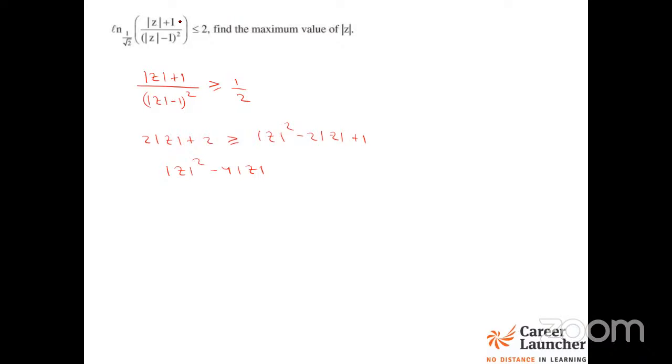So I think there's a printing mistake. It should be 11. So it will become 22 here. So minus 21 less than or equal to 0. So finding factors, mod z minus 7 into mod z plus 3 should be less than or equal to 0. So the value of mod z cannot be negative. So mod z minus 7 should be less than or equal to 0. So mod z should be less than or equal to 7. So the maximum value of mod z will become 7.